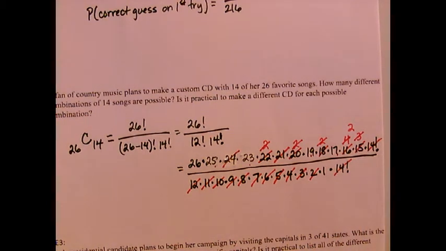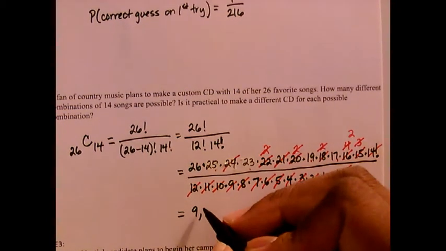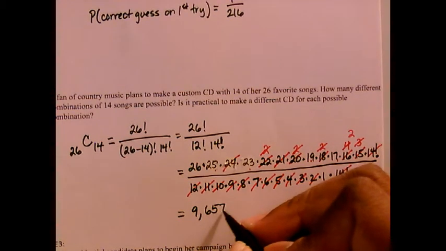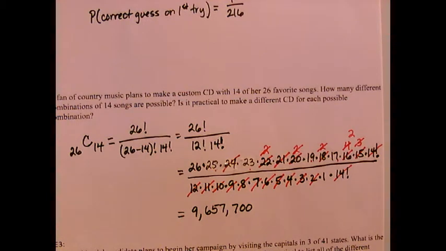Now, my final answer there will be 9,657,700. So there are 9,657,700 different CDs of 14 songs that can be made. Now, would it be practical to make a different CD for each possible combination? Unfortunately, that answer would be no.